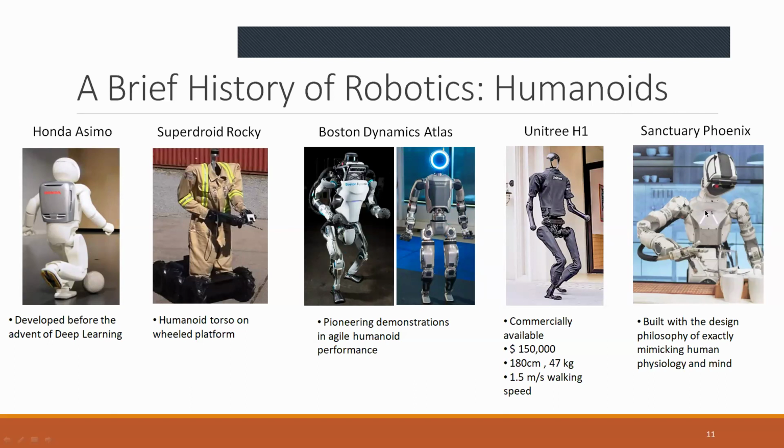Now their philosophy is to exactly mimic the human physiology. By that I mean all the dimensions here are exactly similar to the average human. It has a 5-fingered hand, which also has an equal degree of freedom to a human hand. They are also developing some AI program, I think perhaps called Carbon AI, which they say exactly resembles the human mind.